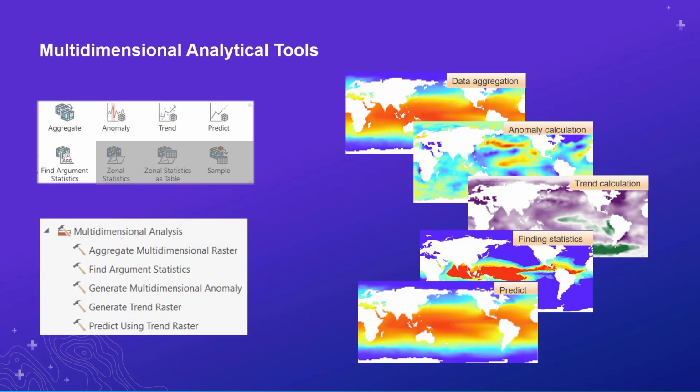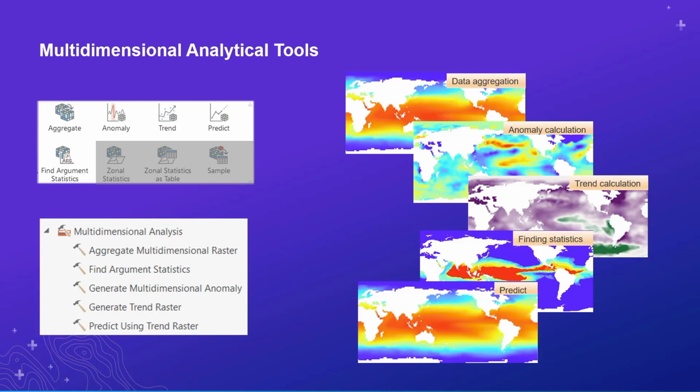Let's take a closer look at some of the new multidimensional tools that we have created that look at the cube as a whole and do some kind of analysis. The first one, of course, is Aggregate Multidimensional Raster, which is very useful and lets you aggregate data the way you want. For example, going from daily to monthly or monthly to yearly, you can do different kinds of summary statistics with this tool.